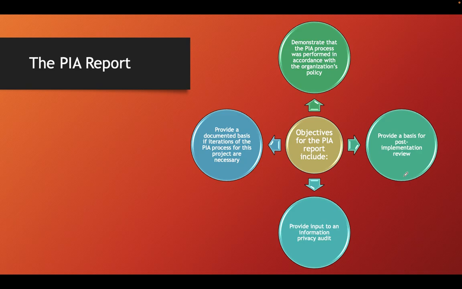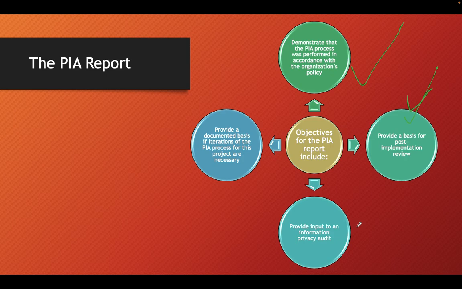Now, the objective of the PIA report includes the following. There are four major objectives of the PIA report. Why we report, so that others can learn from this, right? The first objective is to demonstrate that the privacy impact assessment process was performed in accordance with the organization's policies. We carry out the report to show that it conforms with the organization's policies. Number two is to provide the basis for post-implementation review. That's one of the reasons for the report.